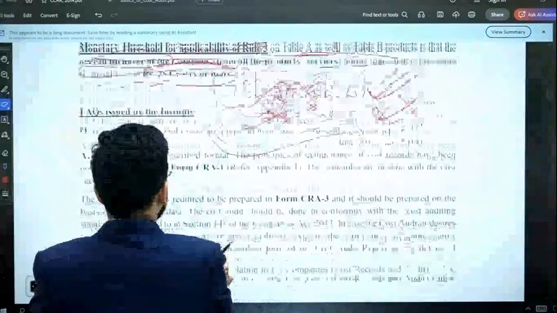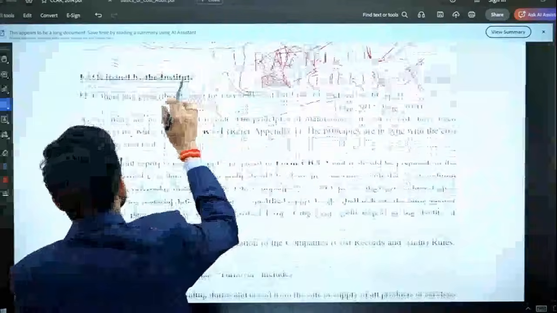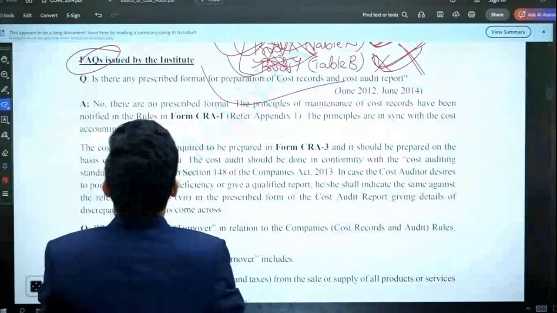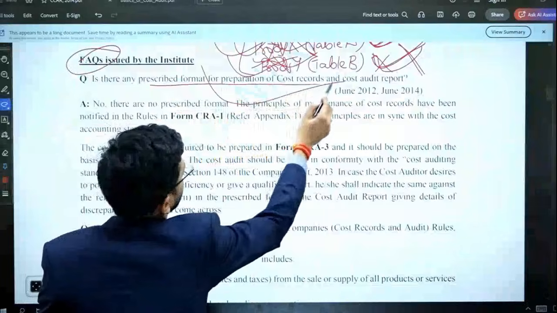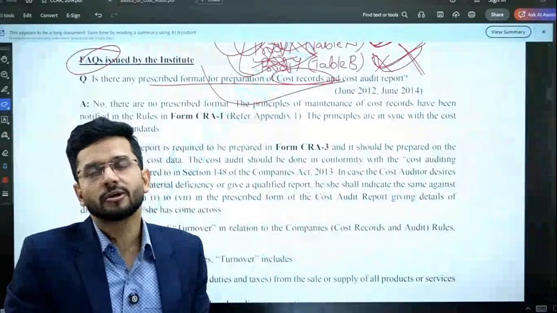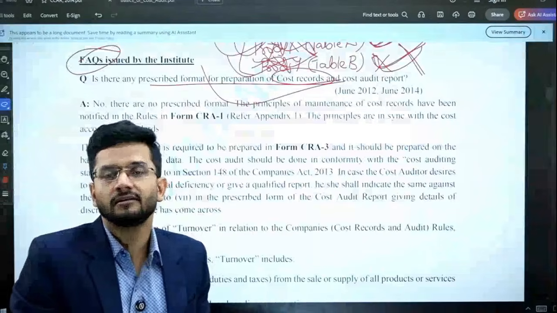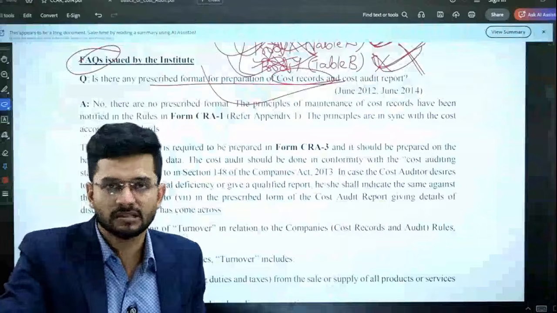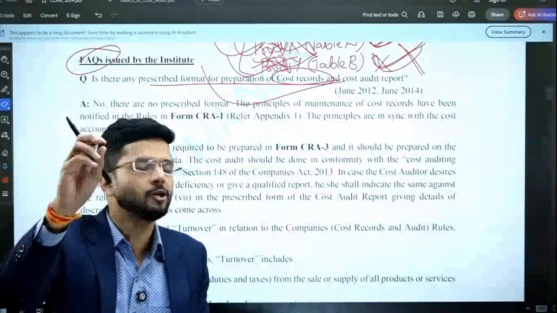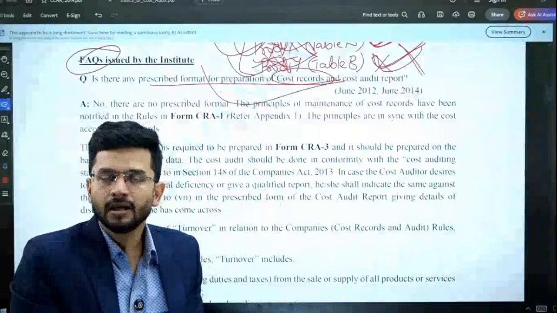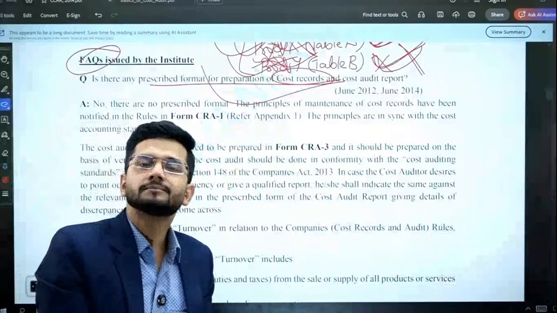Okay sir. Got it. Let us see some FAQs which are issued by the institute. Is there any prescribed format for preparation of cost records and cost audit report? For cost audit report, there is a format which is specified under the rules. But for cost records, there is no specific format prescribed. You can prepare a cost sheet in any format. Whatever format you have studied in SCM, you can prepare a cost sheet in that format.